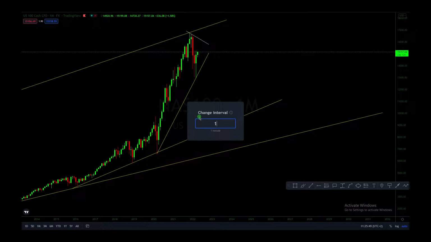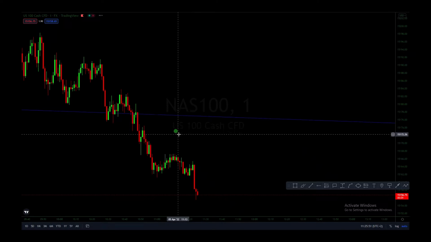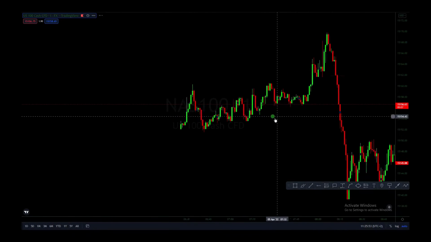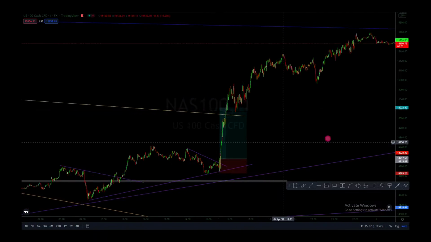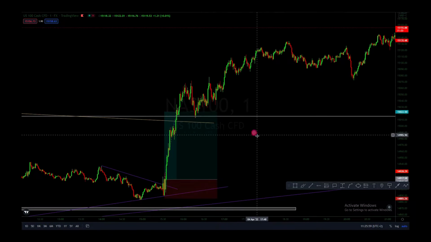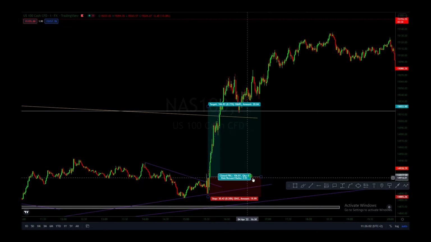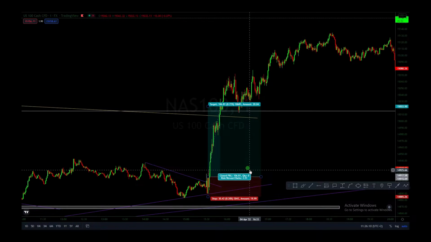There we go. What did I just do? I wanted the M1. And I show these people how I capitalized on the buy movement yesterday. There we go. Imagine 1,000 pips in your hands.